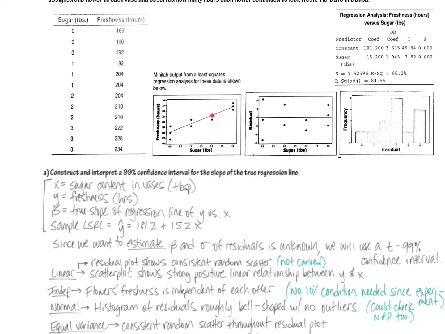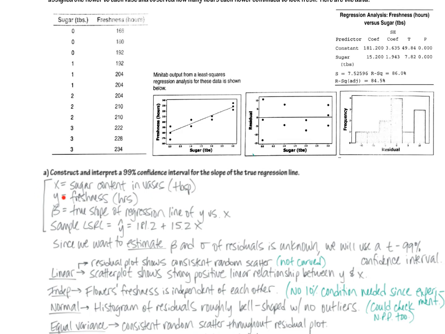It appears here in our original scatter plot that we do have a positive correlation between sugar and freshness. So as the sugar increases, it does appear as though the freshness lasts longer. Okay, but let's actually test it and see if it's just a fluke. Did this just happen by chance, or do we have reason to believe that sugar actually does impact the freshness? So first you define your stuff.